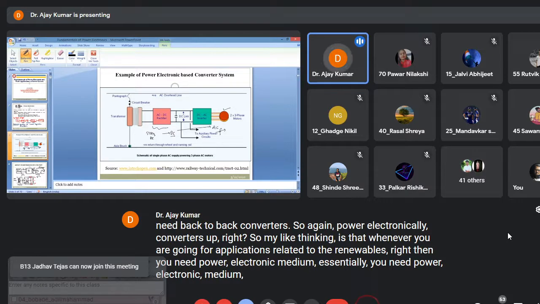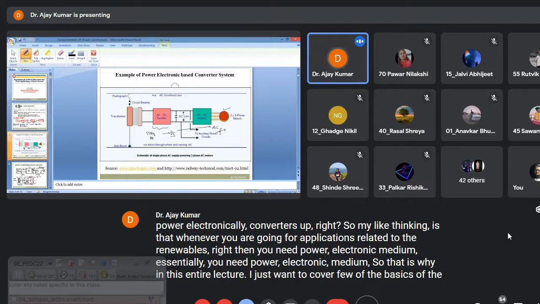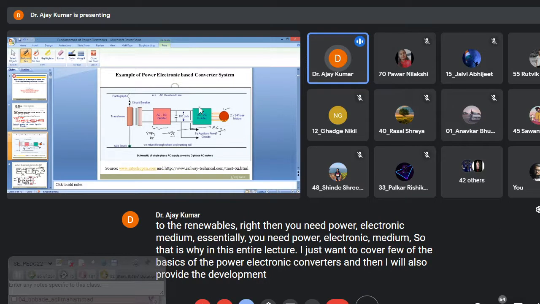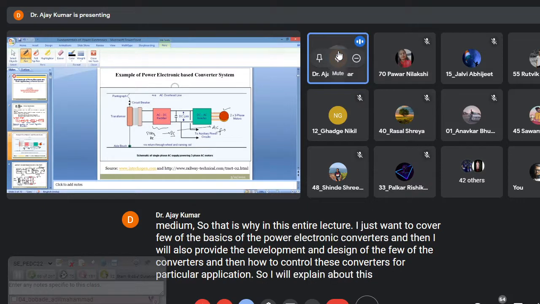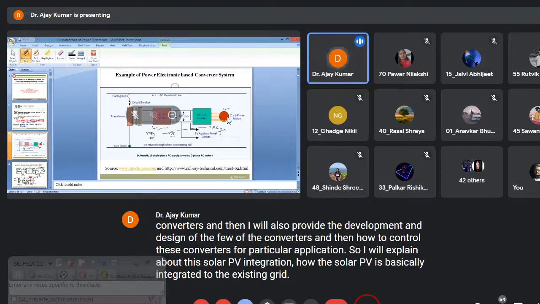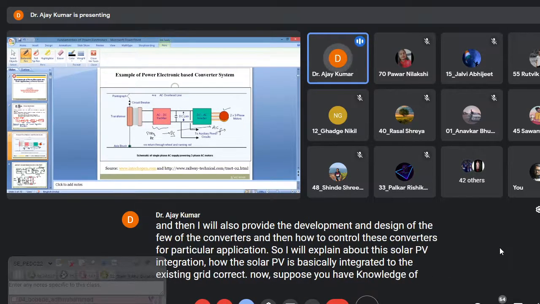So that is why in this entire lecture I just want to cover a few of the basics of the power electronic converters, and then I will also provide the development and design of a few of the converters, and then how to control these converters for particular applications. So I will explain about this solar PV integration, how the solar PV is basically integrated to the existing grid, correct? Now suppose you have knowledge of these power electronic devices and power electronic switches.